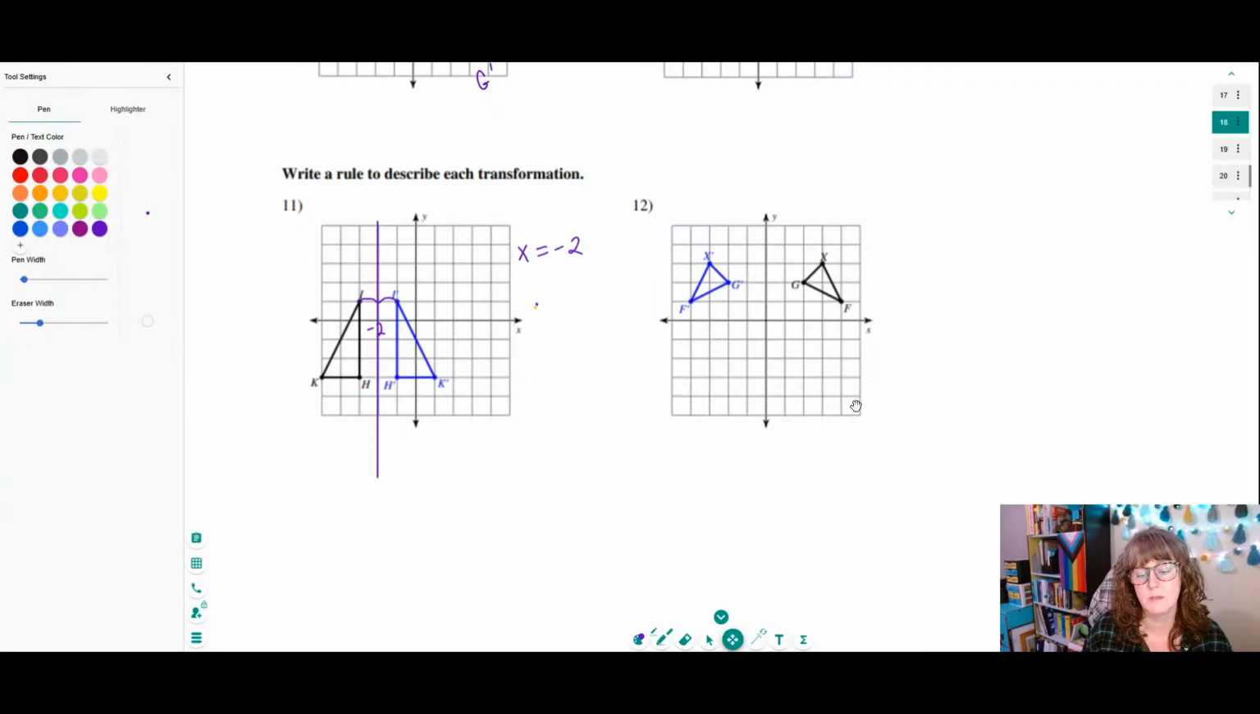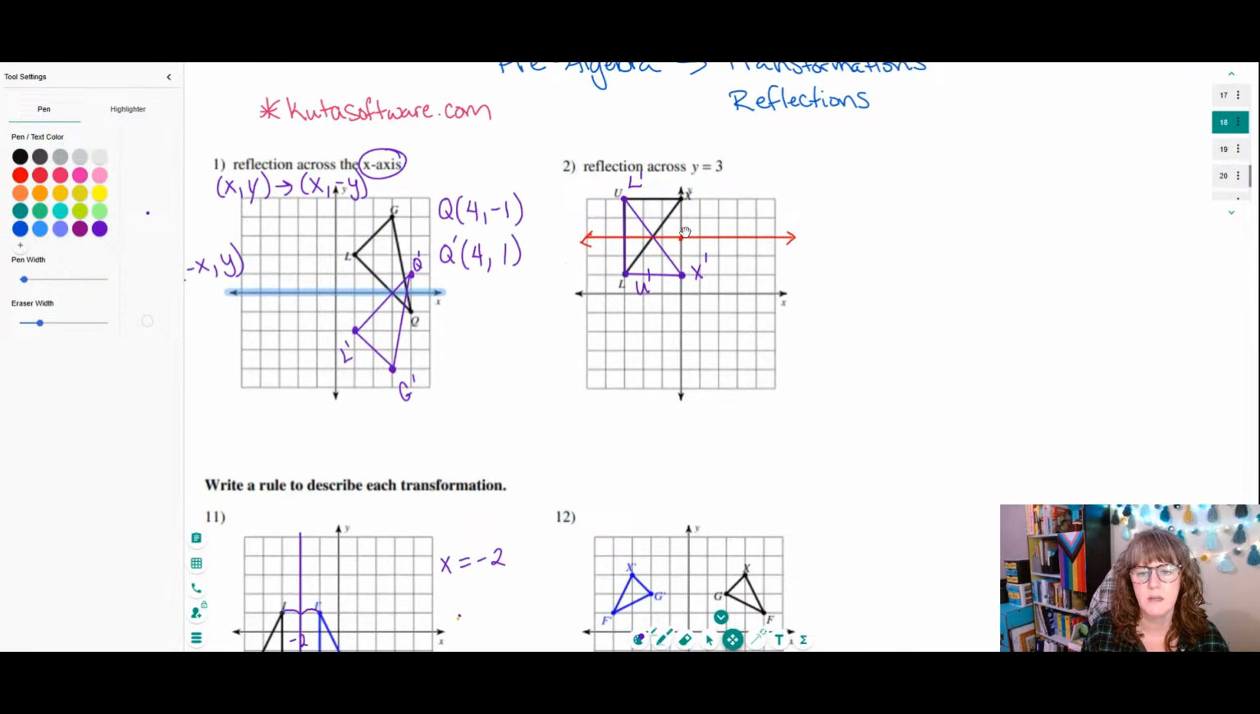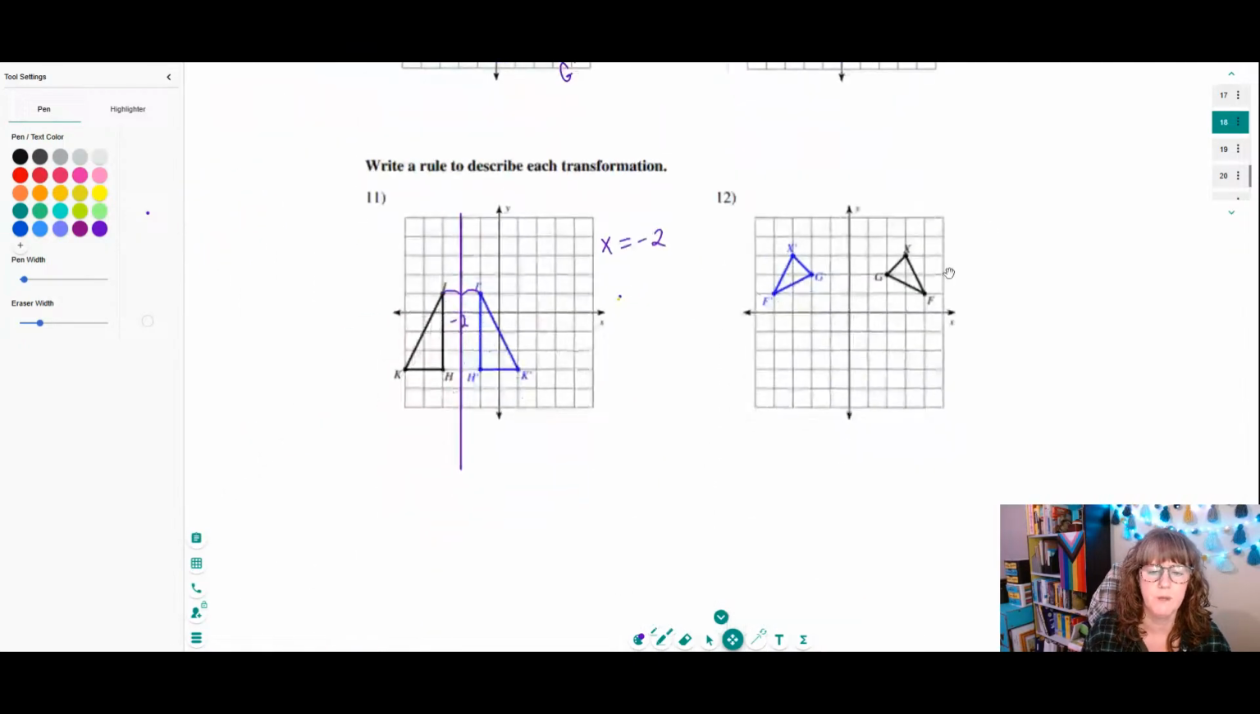So just like in this last problem that we did, y equals 3, that's going to intersect with the y axis right there at +3, and it's going to be a horizontal line. When we have an x equals something, it's going to be a vertical line, and it's going to go through the x-axis at that spot.